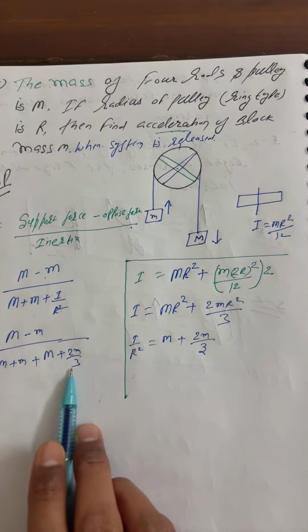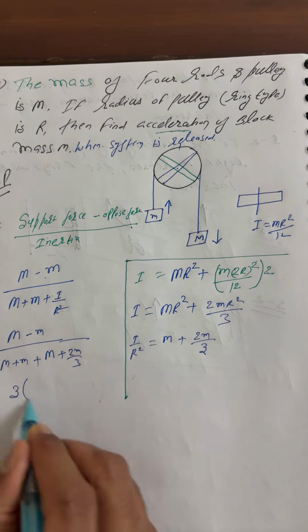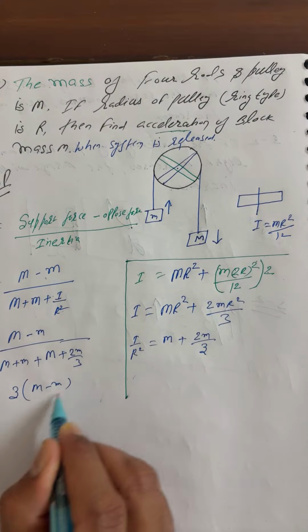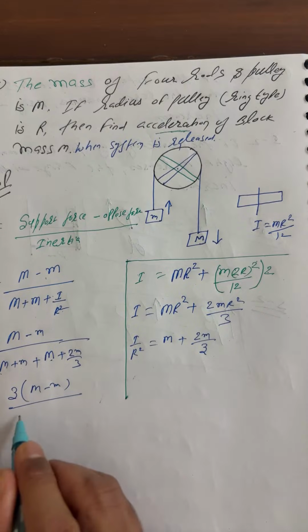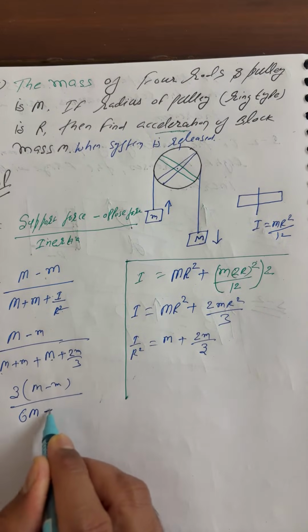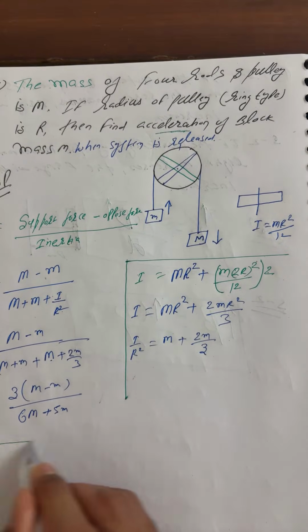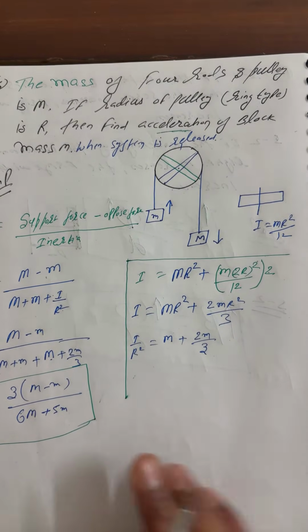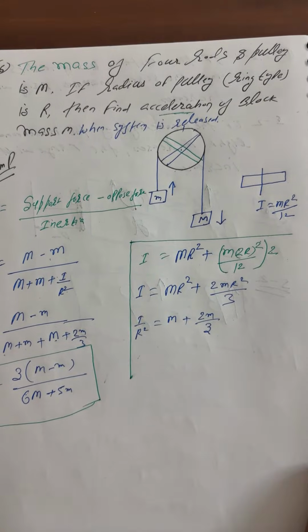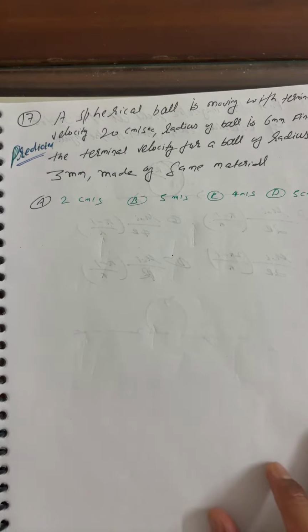Now, beta, just take LCM. This 3 will go up. 3 into capital M minus small m. This is 3 plus 3, 6m. And 3m multiply over here. So what you can see, this is 6 capital M plus 5 into small m, students. So you are supposed to write the acceleration over there. There is no option at all. It's a memory-based question here. I hope. Next, students, I am going to solve question number 17.